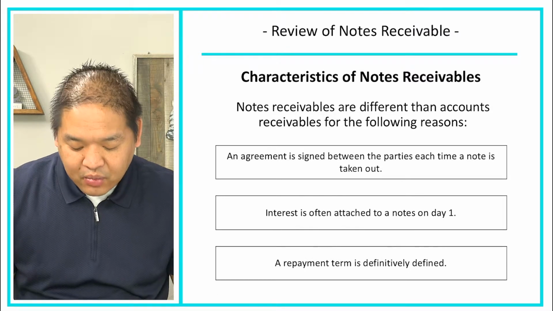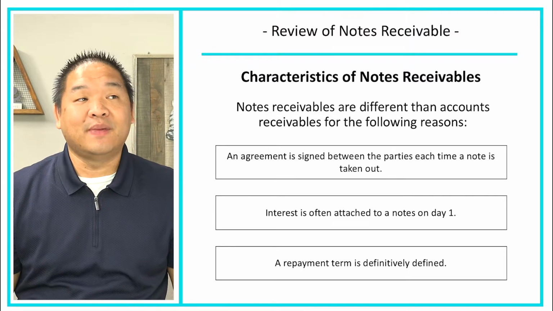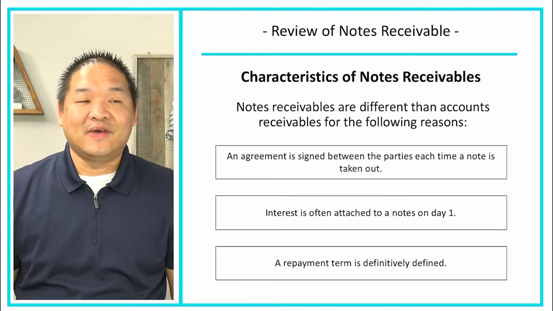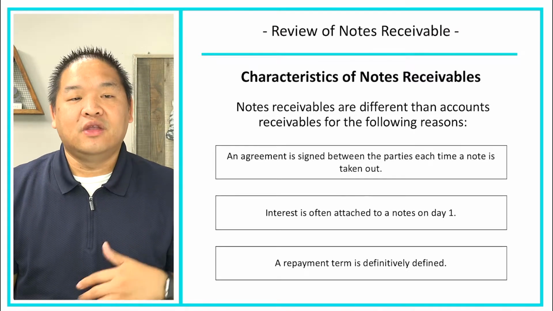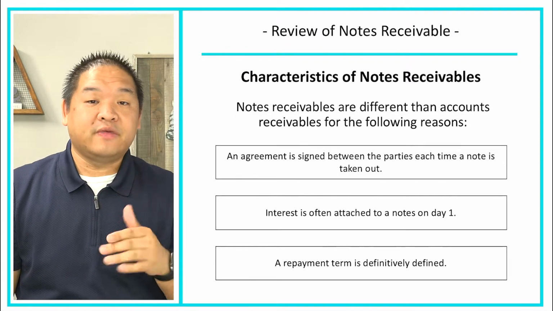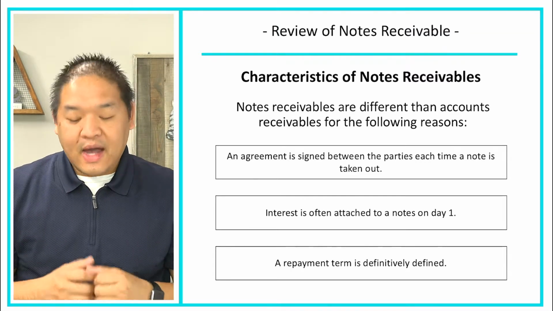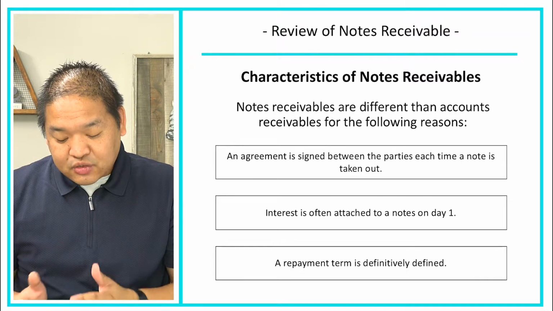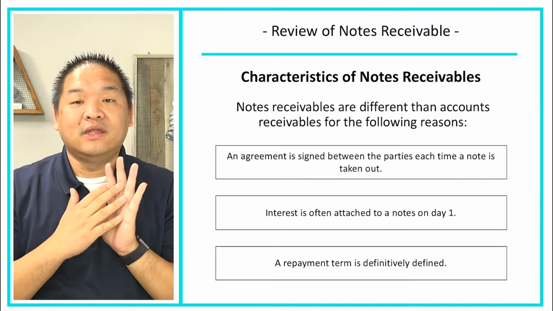And then thirdly, a repayment term is definitely defined. Now, I know you might be saying, well, isn't net 30 a definitive time? Sure, it is a definitive time, but it's not as concrete. You could probably push it off a little bit and you'll be good. Or you bring it forward, especially if we have 2/10 net 20 or 2/10 net 30 terms. With a notes receivable, a repayment term is definitively defined in the note.